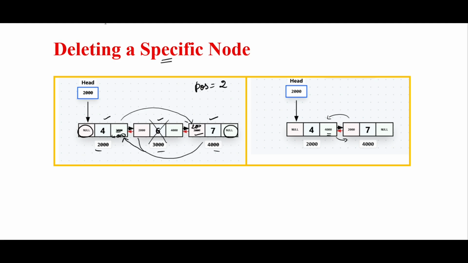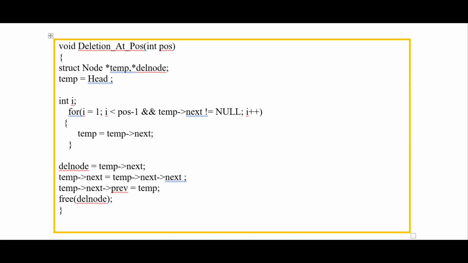Now let us discuss the coding part. This is the function deletion at position, with one argument, that means which position's data is to be deleted. From the main function, when it is called, the control will come here. After completing all those things, it will go back again. As per the diagram, position is equal to 2. Here temp is used to traverse, and del node is the node to be deleted.